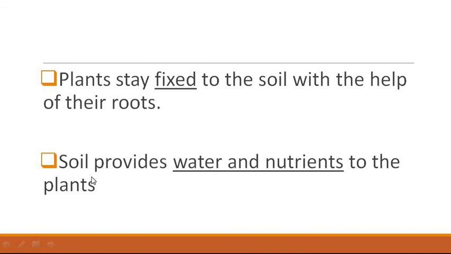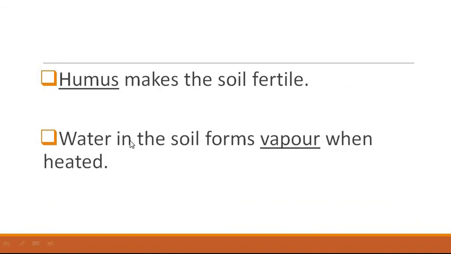Okay, let us move further. Dash makes the soil fertile. Humus. I told you how to pronounce it, okay? Still, repeat after me. Humus. A second time. Humus. So the humus makes the soil fertile. Fertile means it makes the soil capable enough for the plants to grow in that soil.